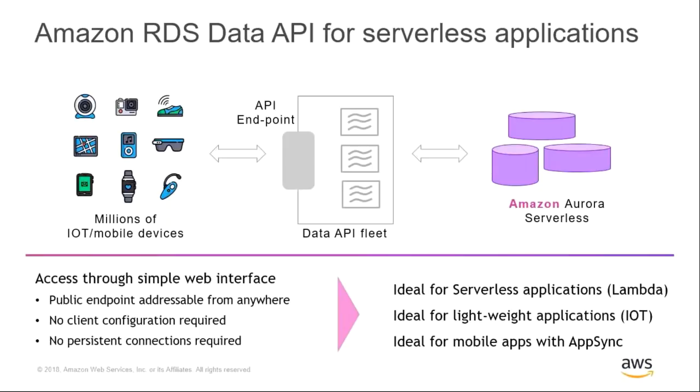You don't need to do any client configuration, so there are no drivers to install on the application side. You definitely don't want to install any drivers on your IoT device or on your mobile app or anything like that. And you don't need to keep any persistent connections. It's just a simple web service that you call and then you're done. So you can make millions of calls like this and it'll be written into the Aurora Serverless database. And we're also planning to bring this to any Aurora database. So even if it wasn't serverless, you'll find that available pretty soon.